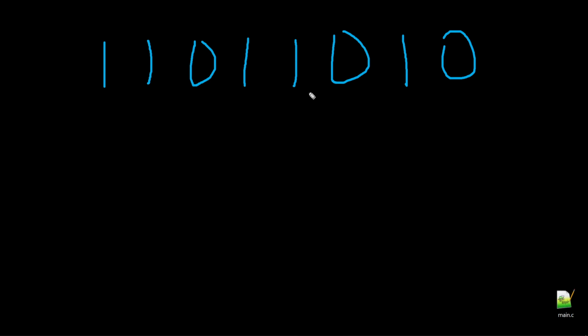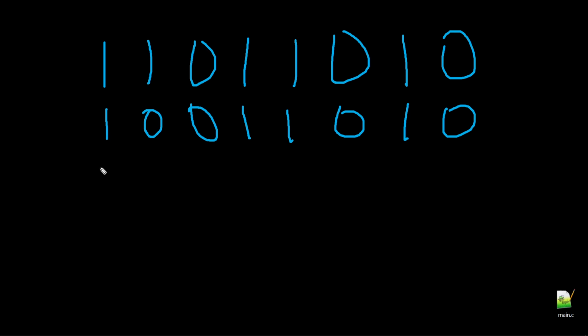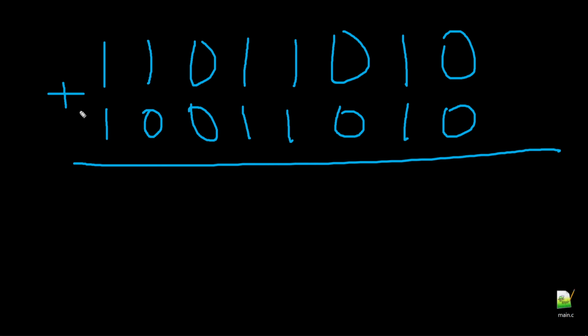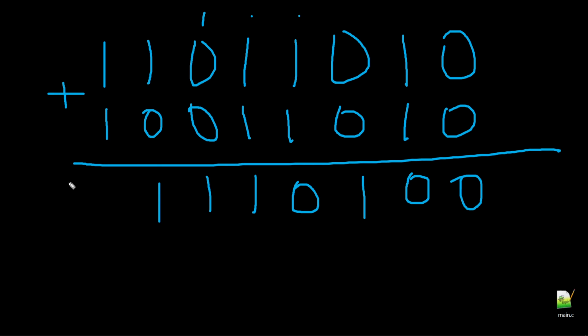Now let's try to make an addition for such numbers. We have this number and this number. Let's see what will happen. It will be 0, 0, 1 will go here, 0, 1 will go here, it will be 1, 1 will go here, 1, and it will be like this.